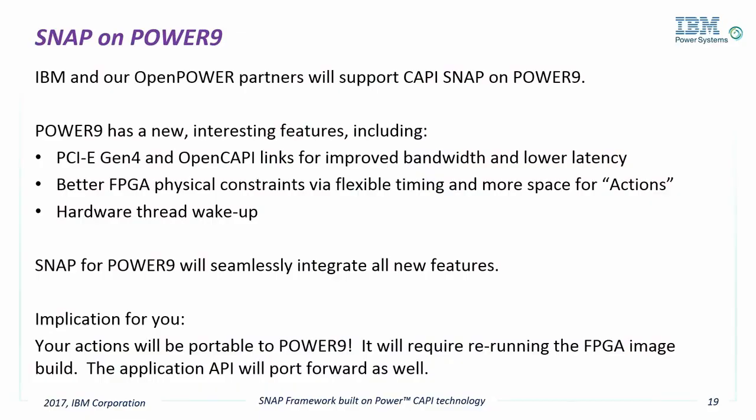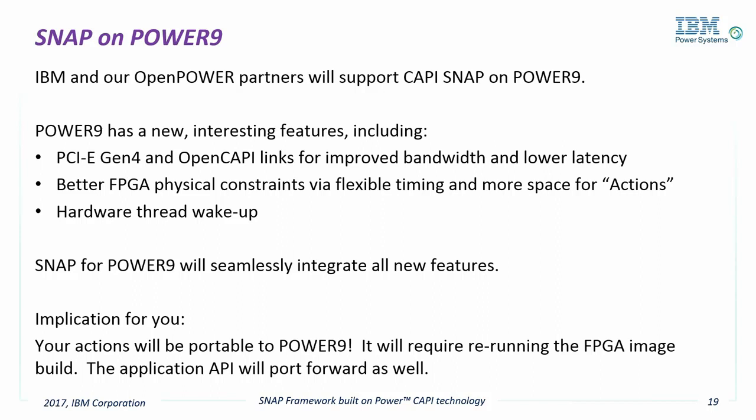A few forward-looking statements about SNAP on Power 9. IBM and the OpenPOWER community are already working on CAPI SNAP cards and infrastructure that take advantage of Power 9's acceleration capabilities. These features include the additional bandwidth and lower latency of both PCIe Gen 4 and OpenCAPI, which have maximum bandwidths of 16 gigabytes per second and 25 gigabytes per second, respectively. But we also have more area for your actions, as well as flexible timing constraints.